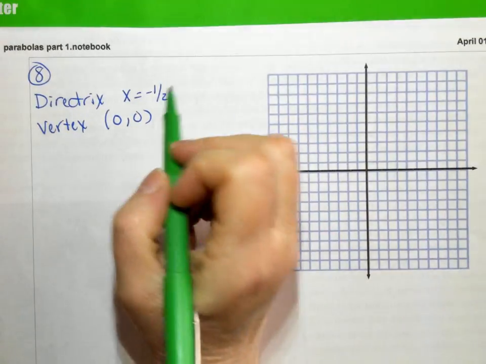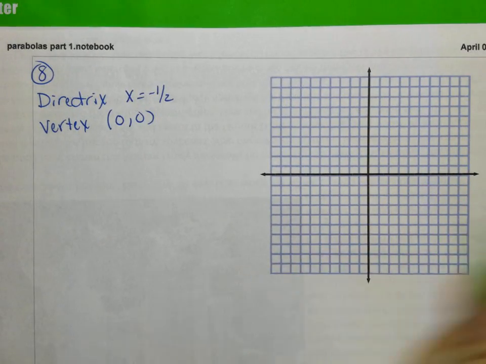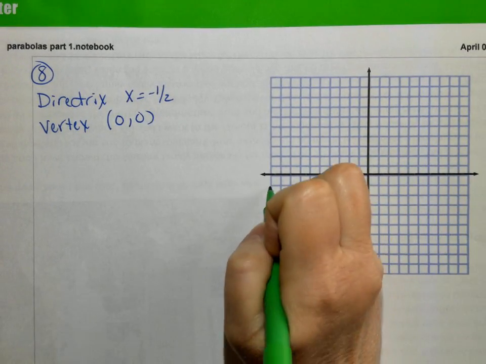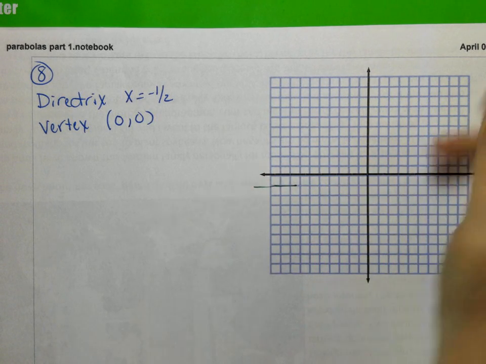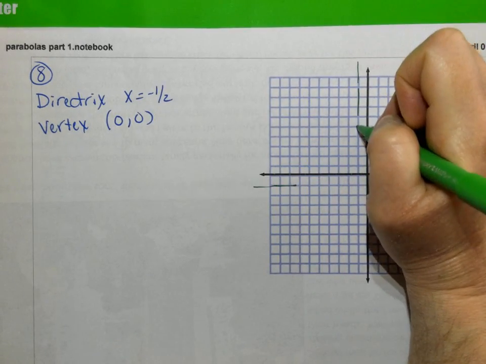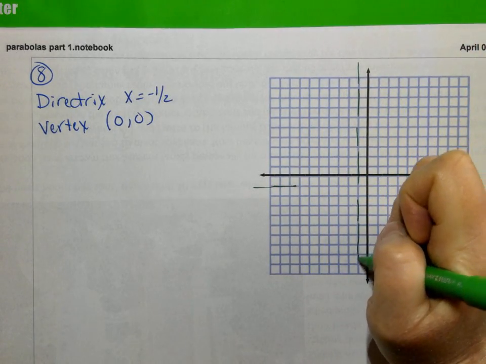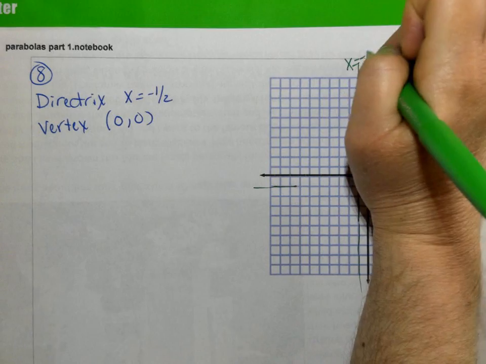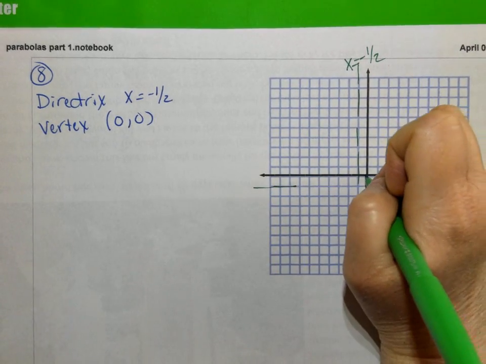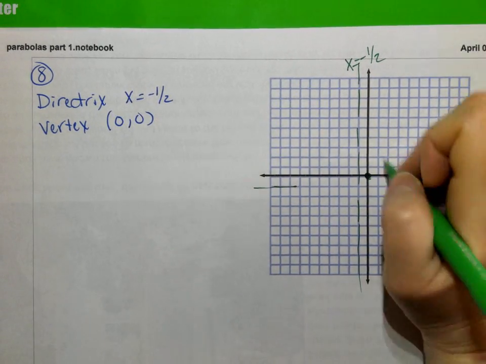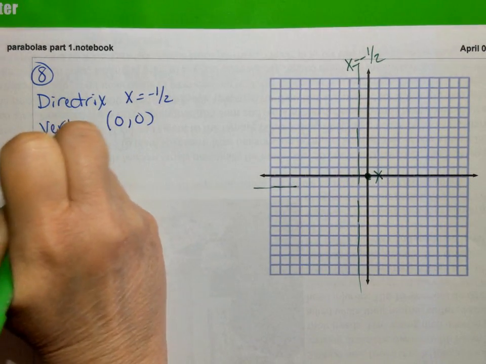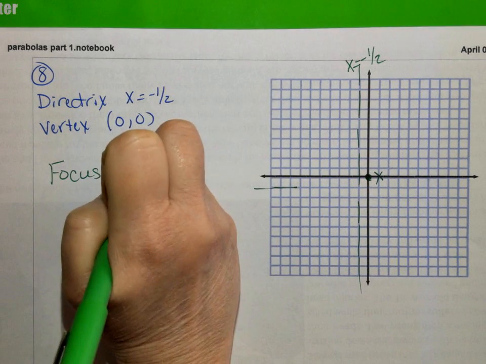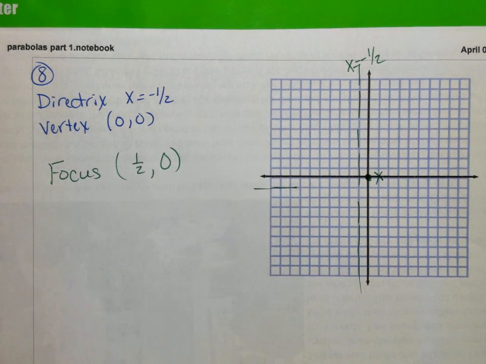Okay, the directrix is at -1/2. You know what? There's no scale, so guess what I'm going to do? I'm going to make this -1/2. Oh, it says x equals. That would be y equals. X equals goes like this. Here's an x equals. Okay, here's x equals -1/2. My vertex is still 0, 0, which means my focus is going to be at the point 1/2, 0. Does that make sense? I hope so.